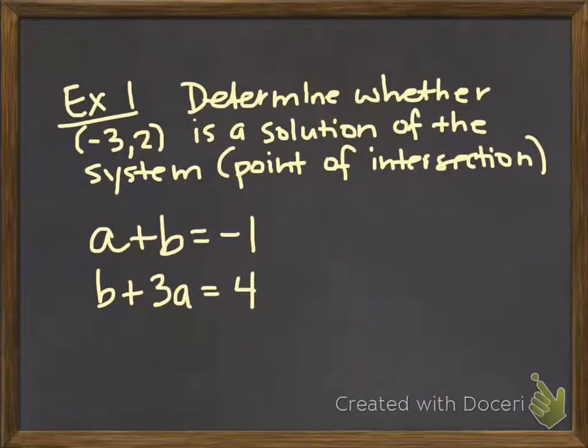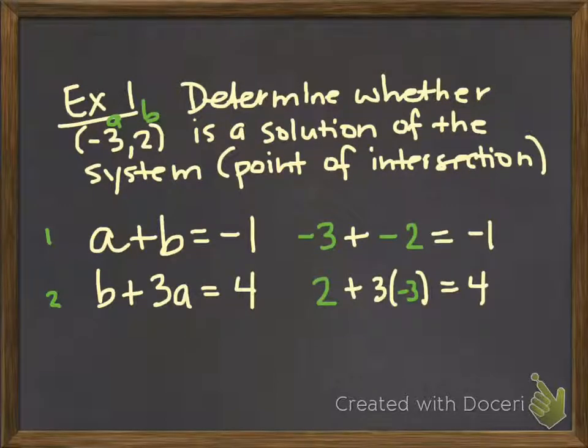Example 1, determine whether (-3, 2) is a solution of the system. We want to know if it's a point of intersection for these two lines. So this is line 1 and this is line 2. This is A and this is B. It's always in alphabetical order, so instead of x, y, it's a, b. So now we're going to plug it in. We put the number -3 in place of the a, and we put the number 2 in place of the b, and we see if it works.